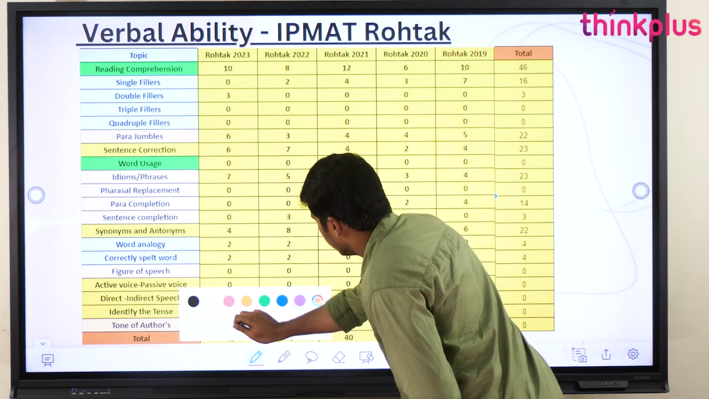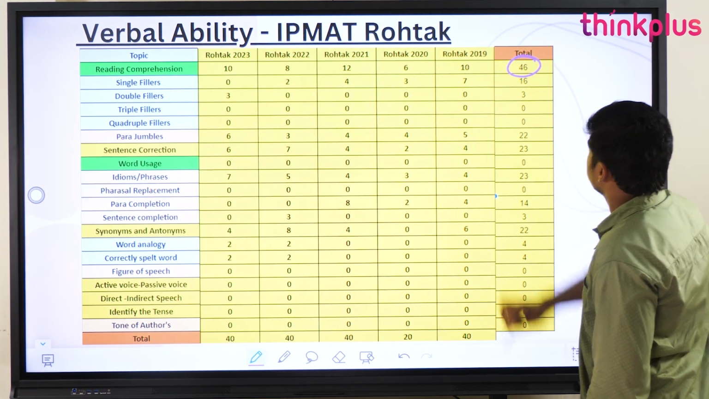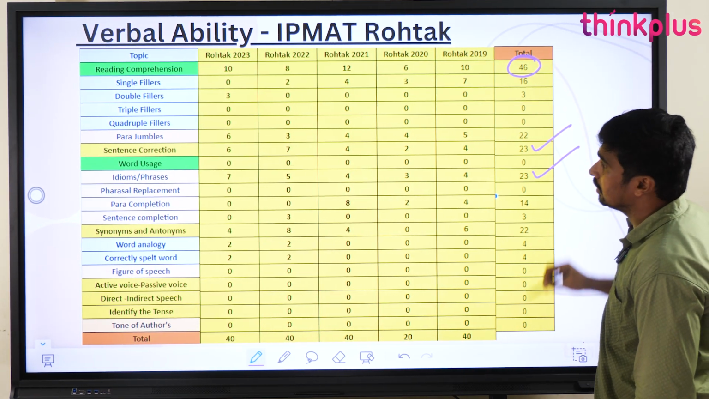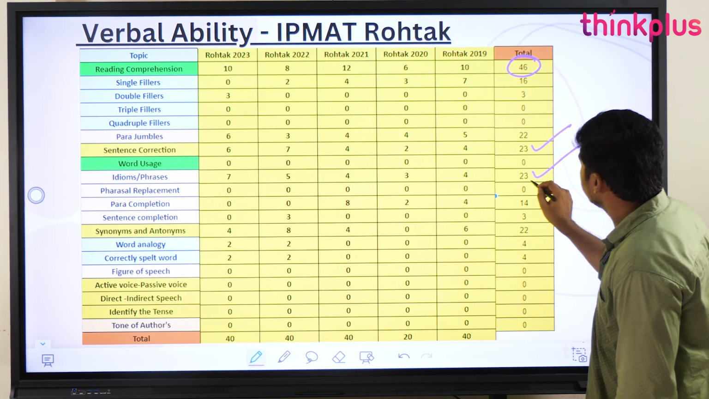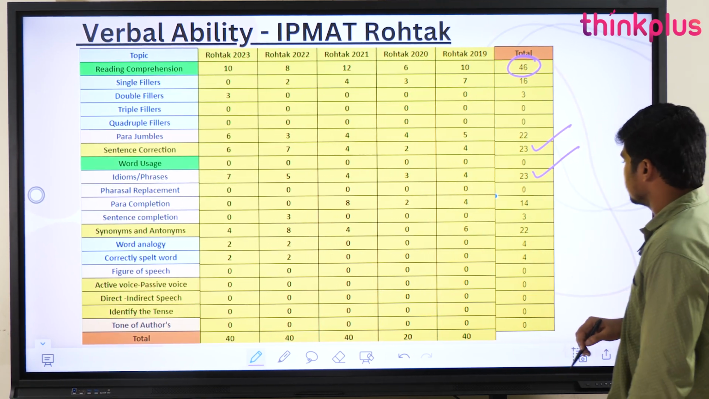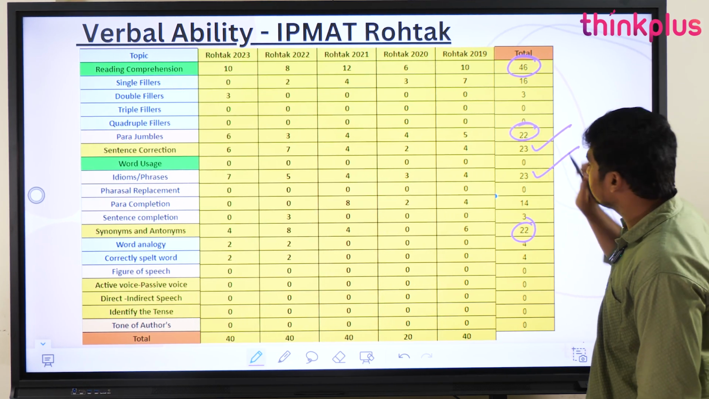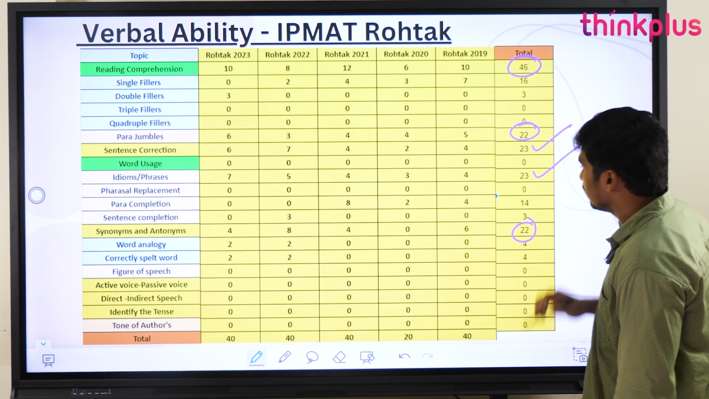Reading comprehension, we have almost 46 questions. And the second highest number of questions here is 23, from sentence correction, and another 23 is from the idioms and phrases. And next, 22 questions here and 22 questions here. The 22 questions from para-jumbles here, and this is from synonyms and antonyms.